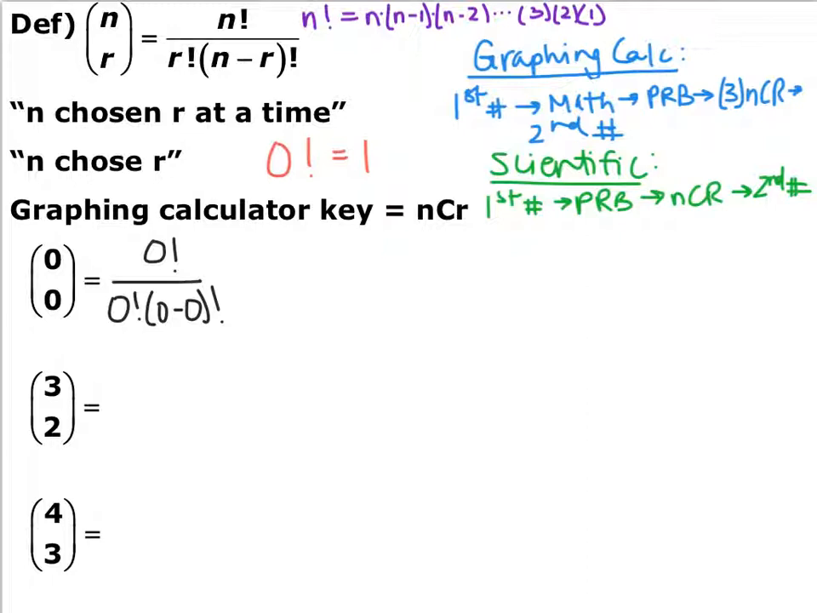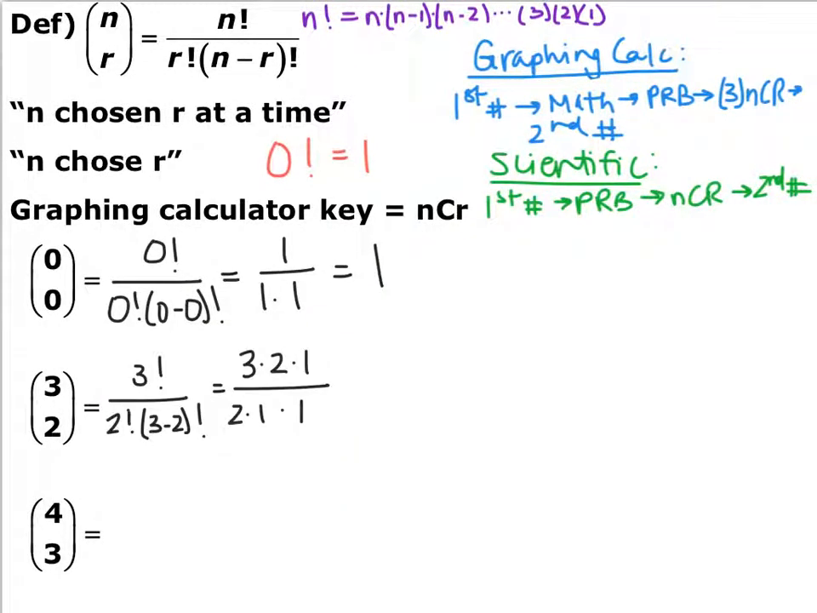So if I want to do the first one, 0 choose 0, I have 0 possibilities and I want to pick 0 of them. How many different ways can that happen? So I end up with 0 factorial divided by 0 factorial times 0 minus 0 factorial. So again, 0 factorial is defined as 1, so I have 1 divided by 1 times 1, so all of this is just 1.